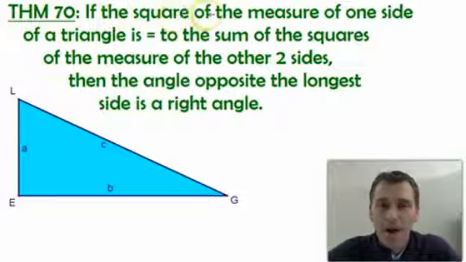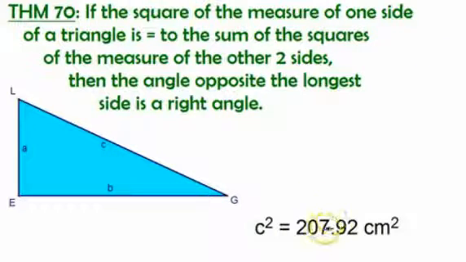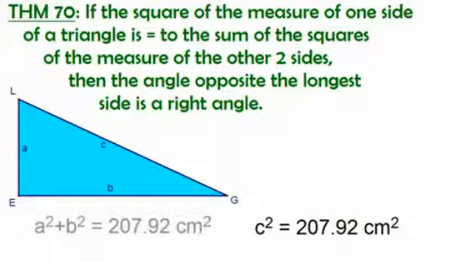If the square of the measure of one side of a triangle, I'm going to take C arbitrarily. It can be anything. When I square that, here's what you get, 207.92. If that square is equal to the sum of the squares of the measure of the other two sides. So if I took C out of the equation, now I'm looking at A and B. That's the other two sides. So I square A and I square B and I add them, check out what you get. Well, you get 207.92 as well.